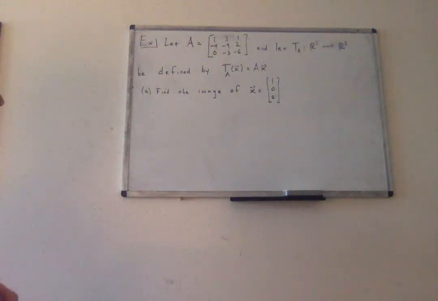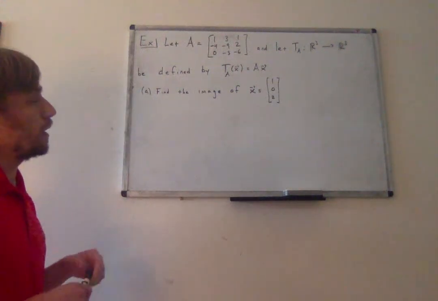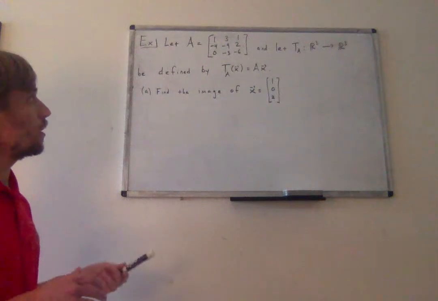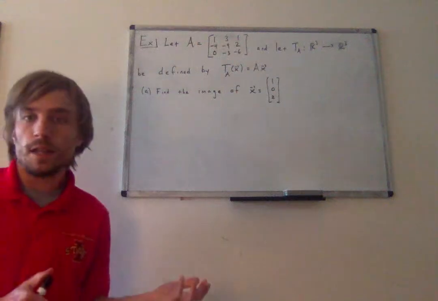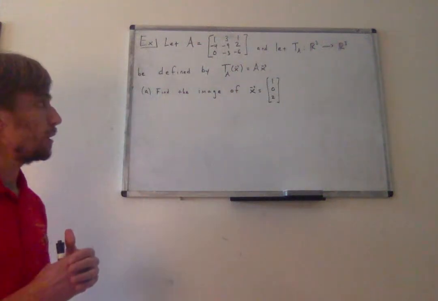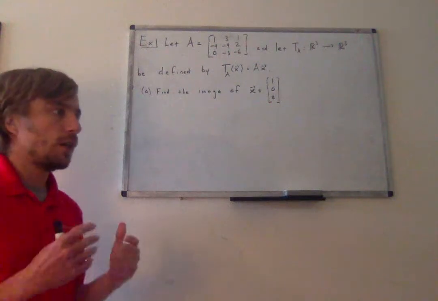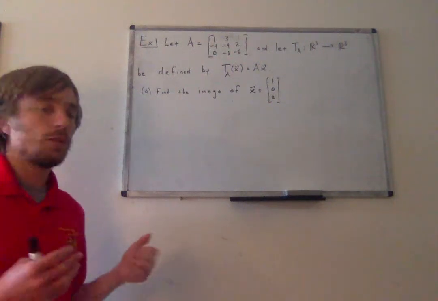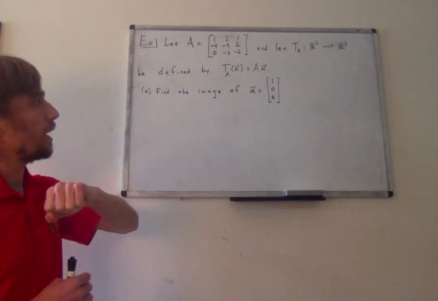So here we go. We've got this matrix A, like it says on the board. We've got this transformation mapping R3 to R3, defined by T sub A of x is equal to A times x. Standard from what we saw last time. Question A, I just wanted to go back over the definition. We want to find the image of this vector x.